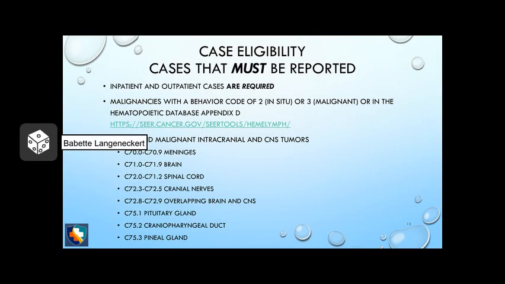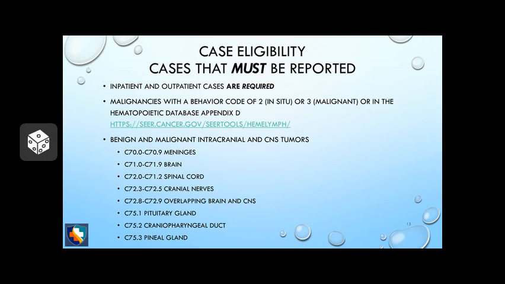Now let's talk about case eligibility. These are cases that must be reported. Both inpatient and outpatient cases are required. Malignancies with a behavior code of 2 in situ or 3 malignant are reportable, and those histologies in the hematopoietic database Appendix D are reportable unless otherwise noted.